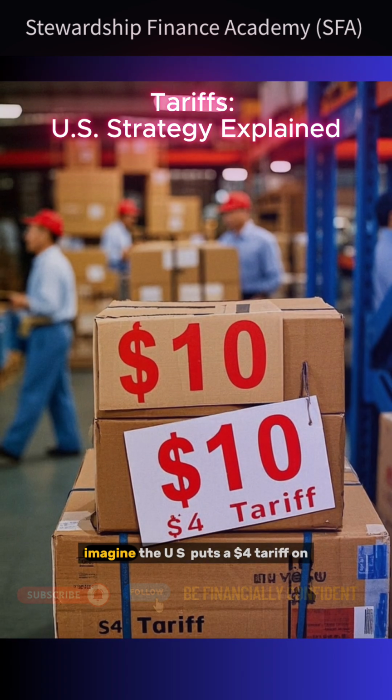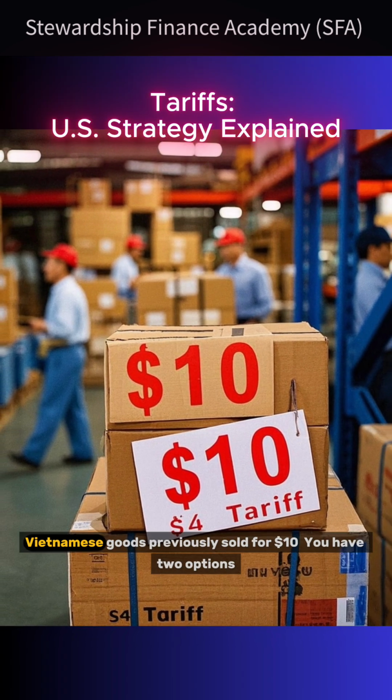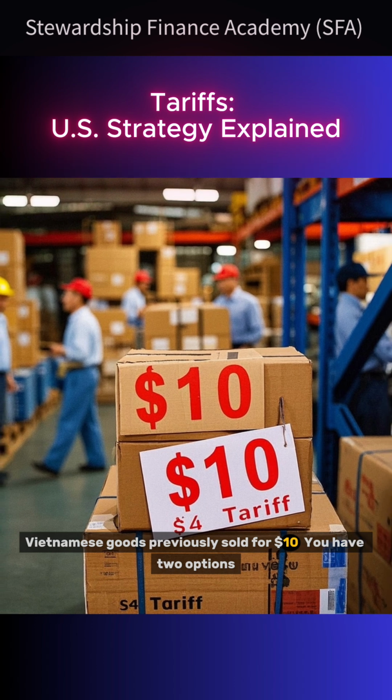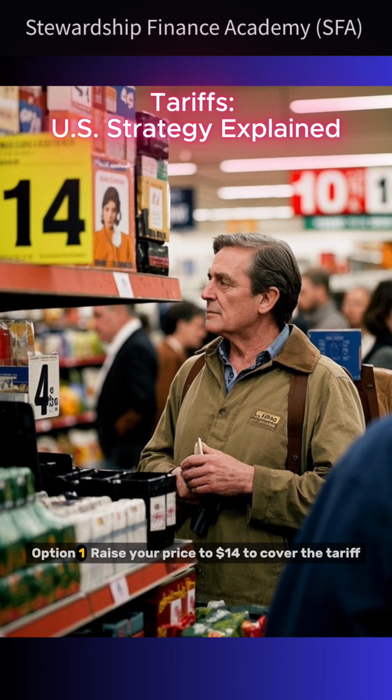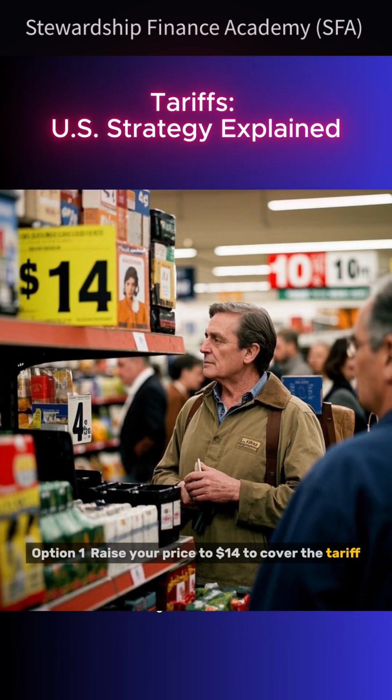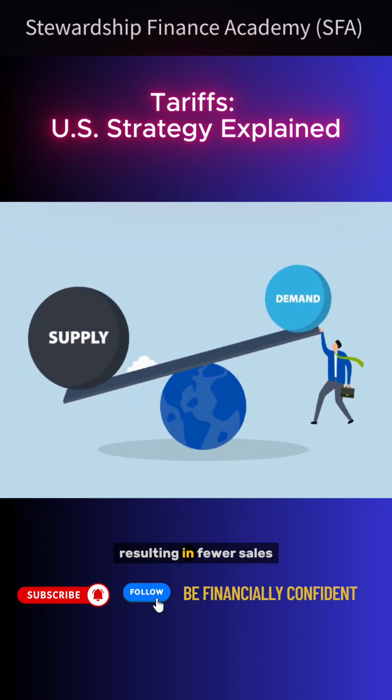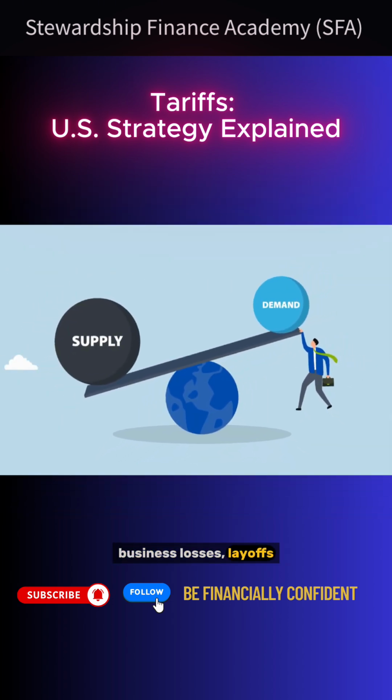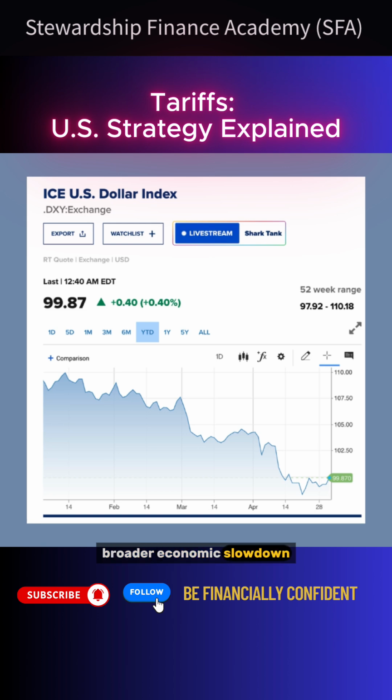For example, imagine the U.S. puts a $4 tariff on Vietnamese goods previously sold for $10. You have two options. Option 1. Raise your price to $14 to cover the tariff. This likely reduces demand, resulting in fewer sales, business losses, layoffs, and eventually, broader economic slowdown.